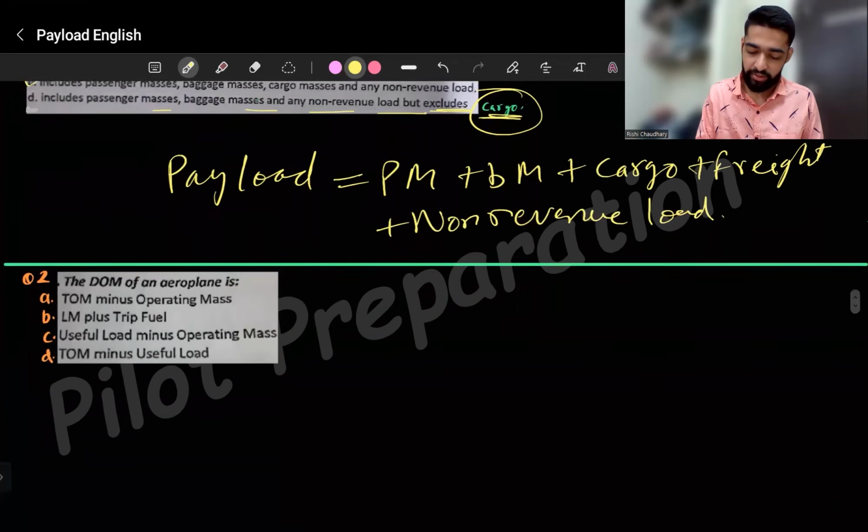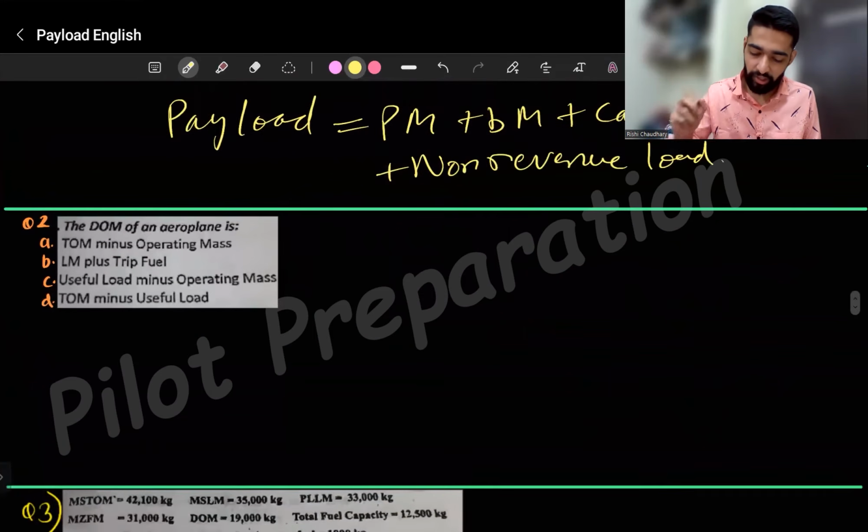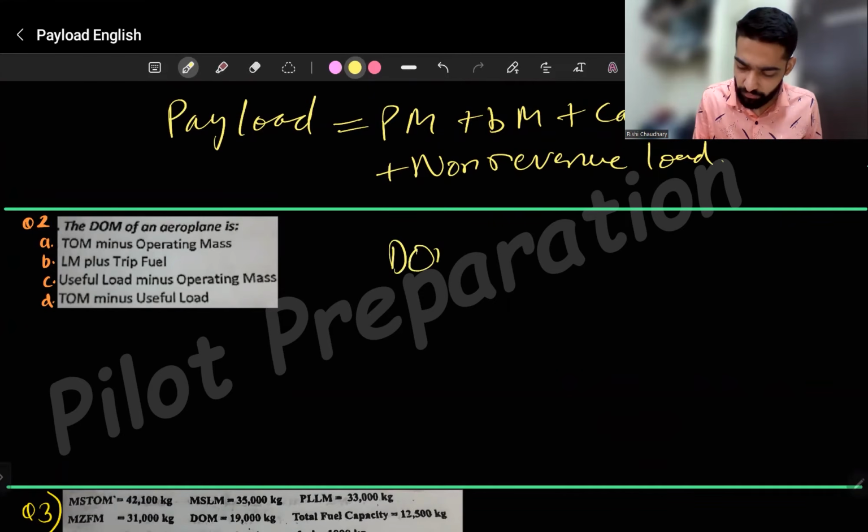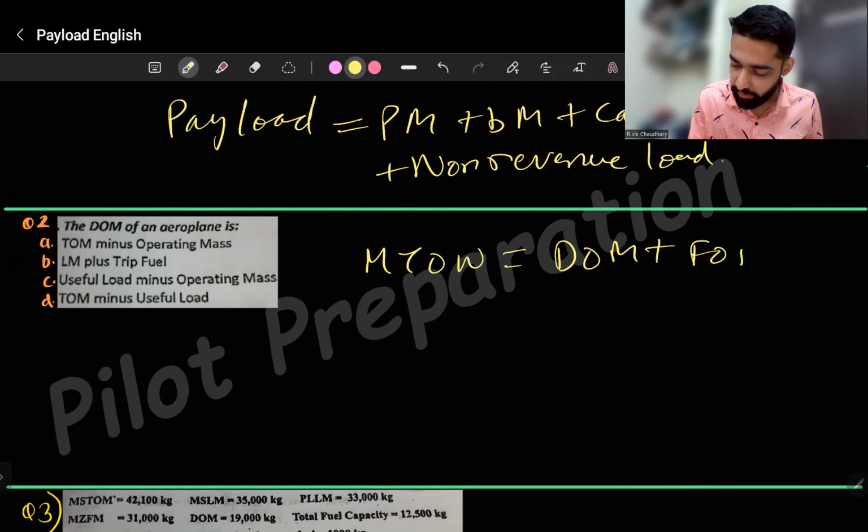Let's go to the second question now. The dry operating mass of the airplane is. This is a very good question. This is not a very easy or right-away question. So what is dry operating mass? We can say the formula is that maximum takeoff weight is equal to dry operating mass plus FOB plus payload.